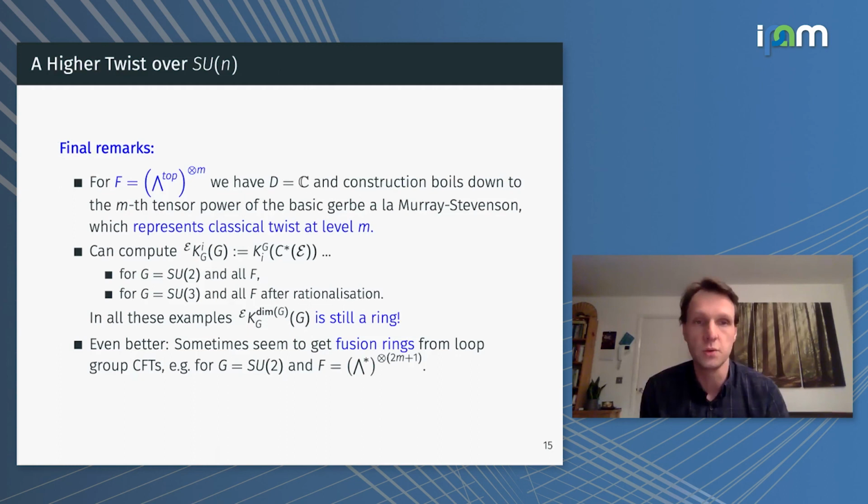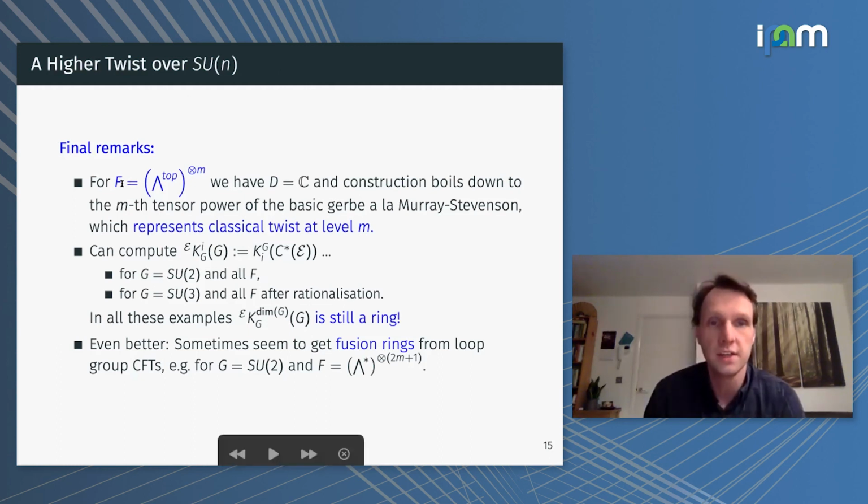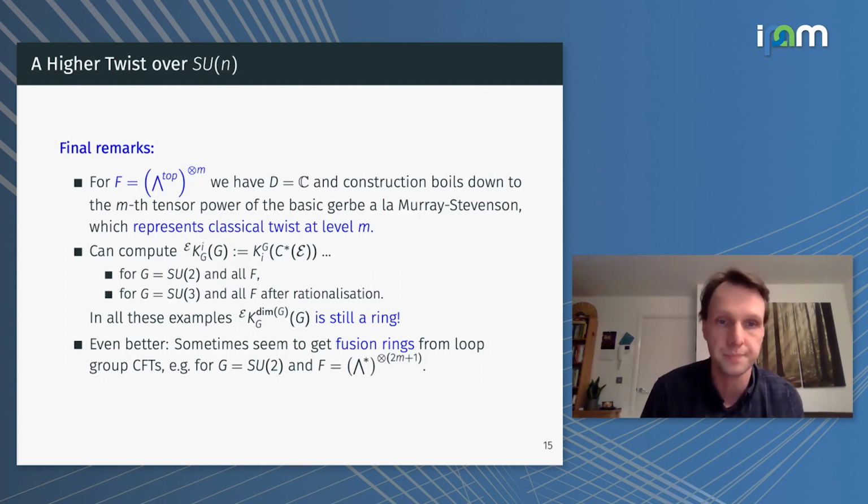Okay, so why does all of this make sense? So first of all, if I pick this determinant functor to the nth tensor power here, then the C-star algebra that I get from our construction just turns out to be the complex numbers. And this whole construction boils down to the description of the basic gerbe, à la Murray and Stevenson. And this gerbe is known to represent this classical twist that Freed, Hopkins, and Teleman used at level M.